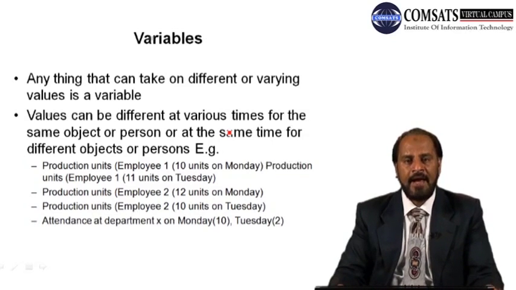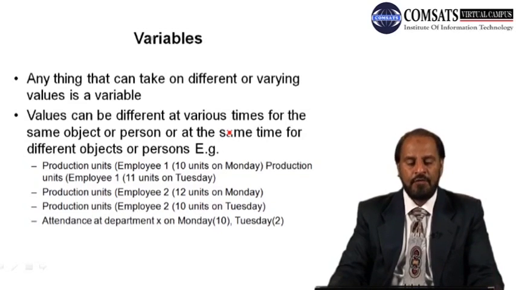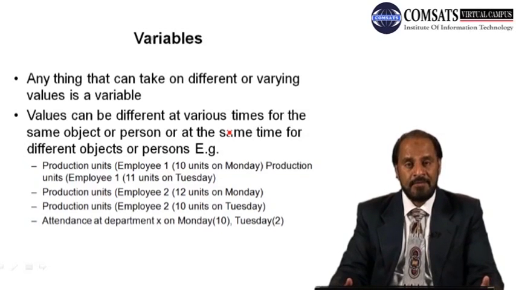A variable is something which can have different values. Values can be different at different times for the same object or person, or at the same time for different objects or persons. For example, let's say we're looking at the production units produced by employee 1. On Monday, let's say he has produced 10 units. On Tuesday, he has produced 11 units. The same employee, his production on Monday is different from Tuesday. So the production is a variable.